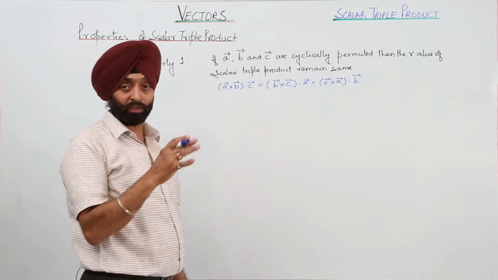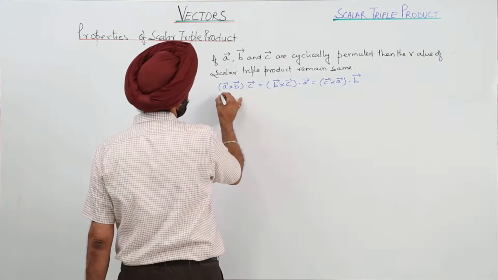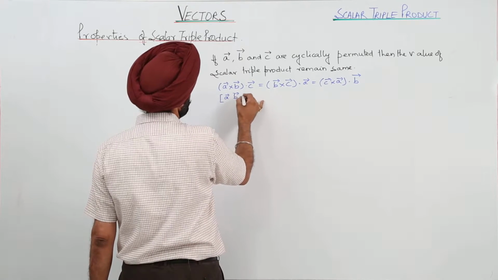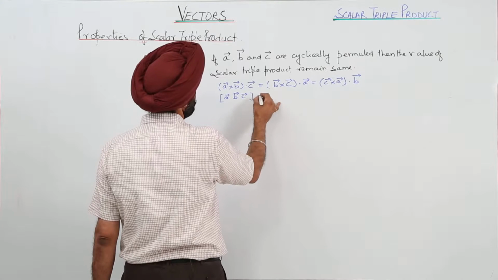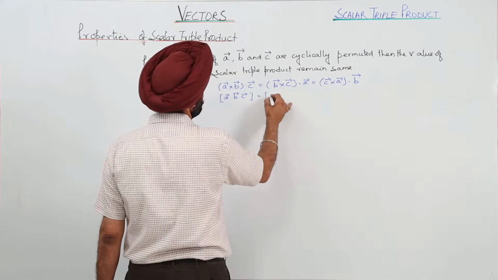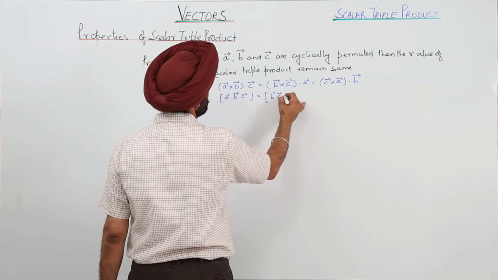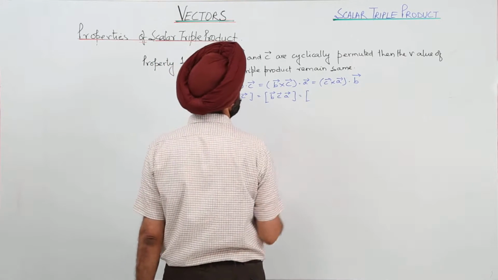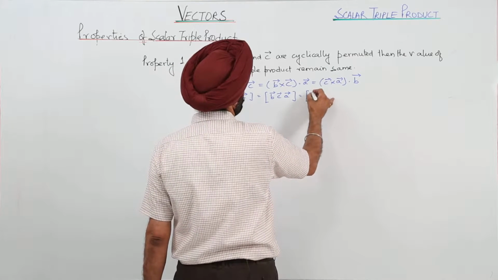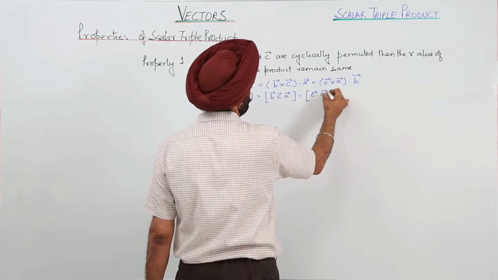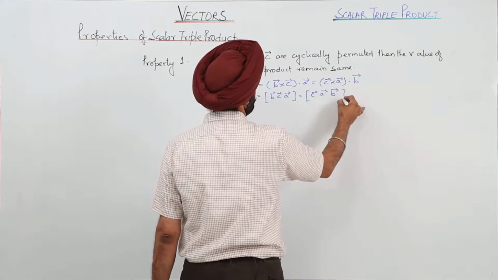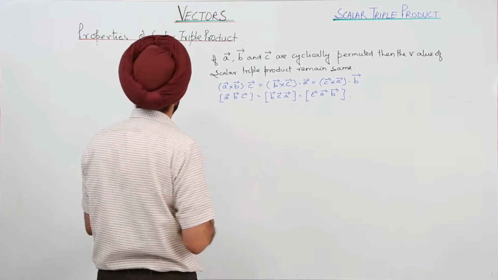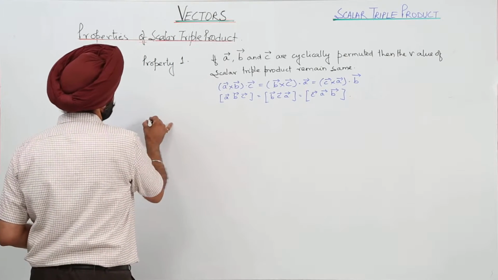Okay, so I have not changed the order, or we can write this now as [A, B, C] is equal to [B, C, A] is equal to [C, A, B]. One and the same thing. So, this was property number 1. Now, property 2.